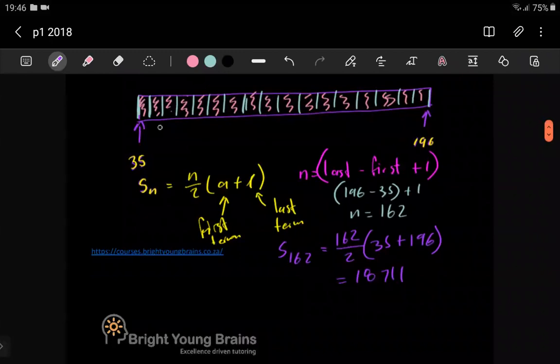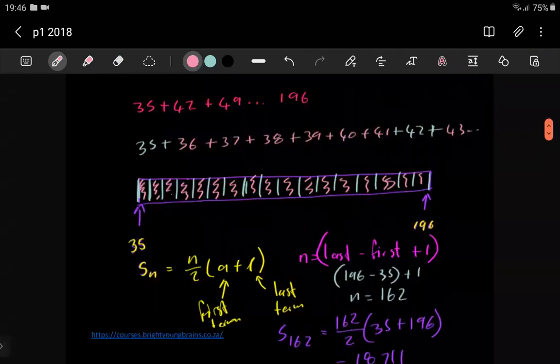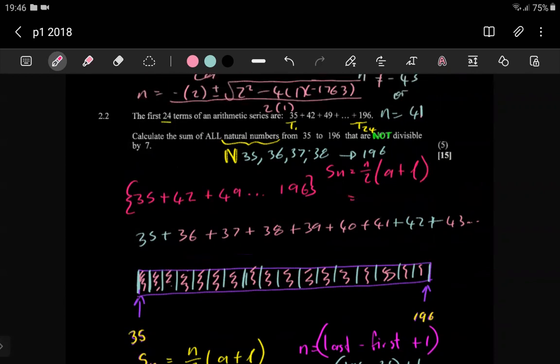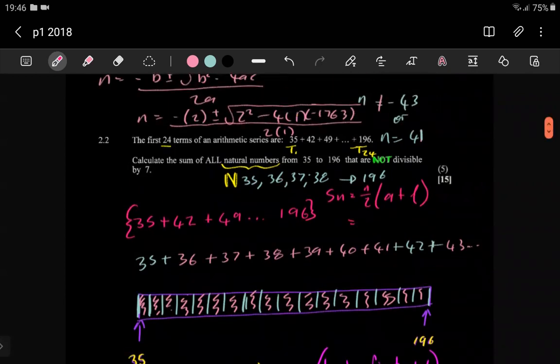So this is the sum of absolutely everything. In addition to the sum of absolutely everything, you want the sum of the ones that are actually divisible by 7. So the ones that are divisible by 7, you adding all these up, you can use the same formula. Sn is equal to n over 2 times a plus l. Because here, you have 24 terms now, instead of dealing with the whole 162 in this sequence, you have the first term is this, the last term is this, right?